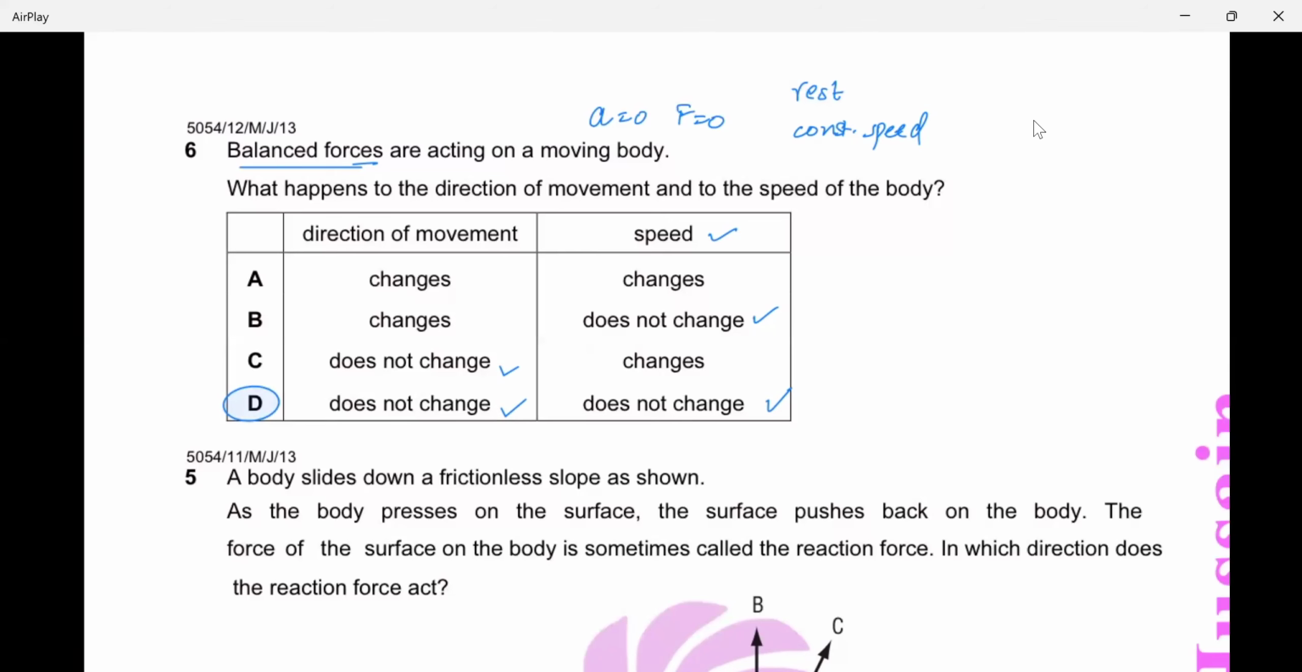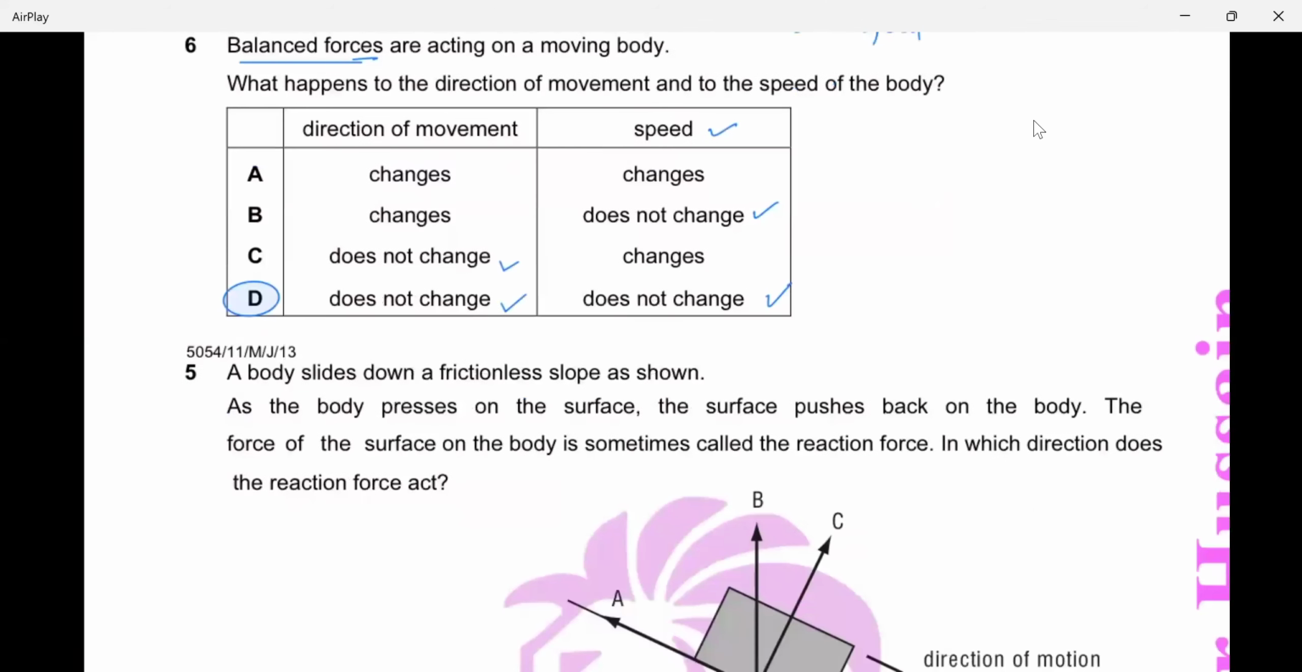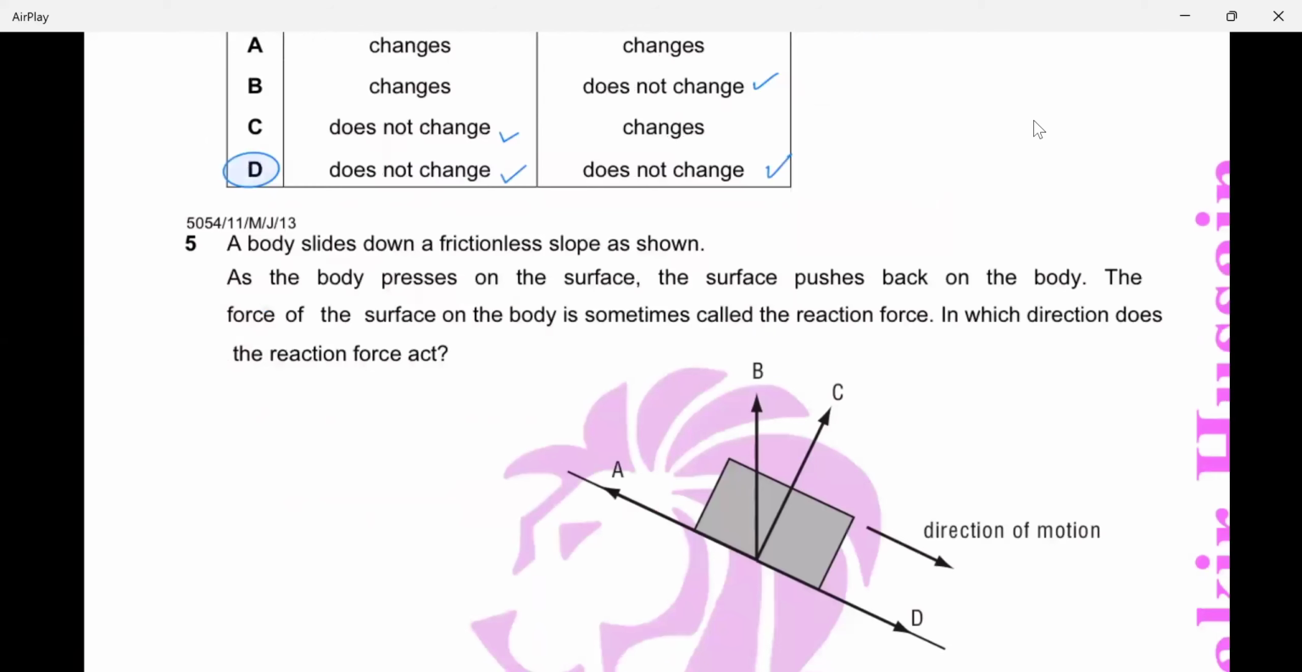ठीक है? A body slides down a frictionless slope, as shown. As the body passes, the surface pushes back on the body. The force of the surface on the body is sometimes called the reaction force. In which direction does the reaction force act?